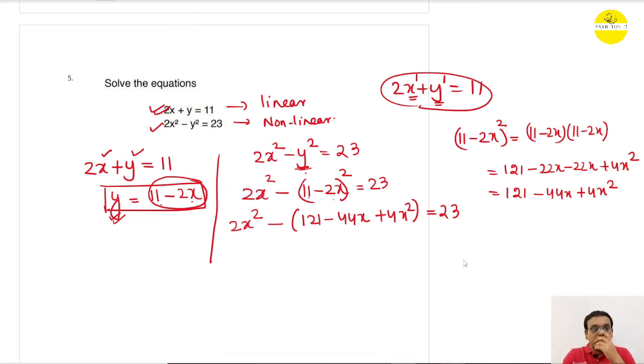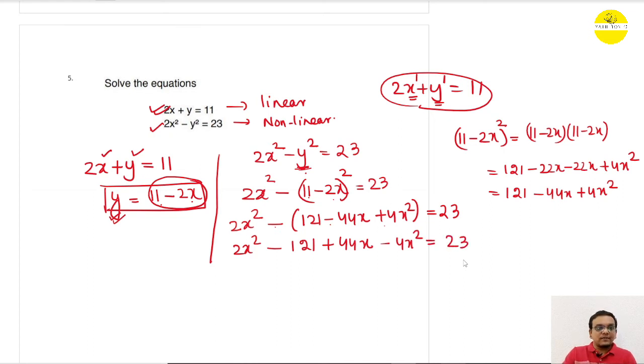If you know how to expand it with the help of minus, then you could have directly written this plus and this is minus, right? But we should better do it step by step. If I try to remove the bracket here, 2x squared minus 121, open the bracket, expand the bracket, so this minus minus becomes plus 44x, minus plus minus becomes minus 4x squared is equal to 23. Got it?